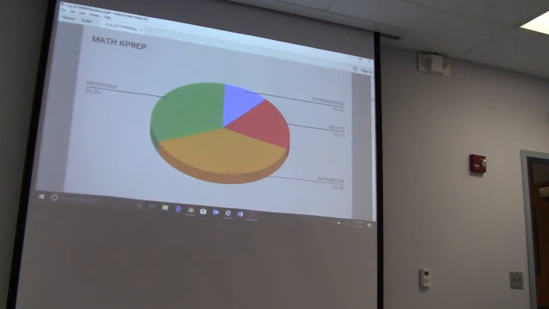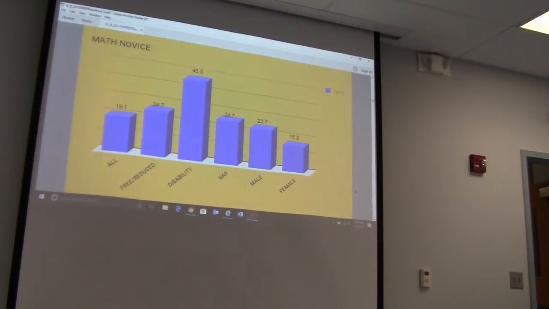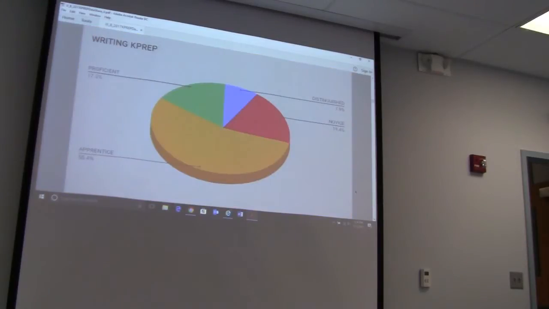Math-wise, with our KPREP, we had 19.1% novice school-wide, which was up a little bit from the previous year. Again, that was roughly 78 kids scoring novice on our math KPREP. With our next slide, we'll look at how it breaks down by the different groups. Again, our male population is scoring more novice than our female population, so it's going to be a focus for this year, with our gap group also, and then our disability group with our math. Our next one is another focus for this year.